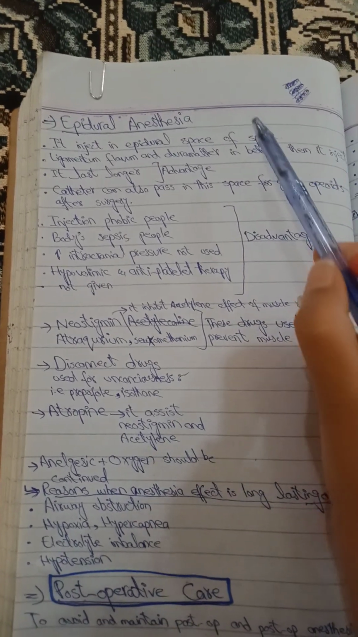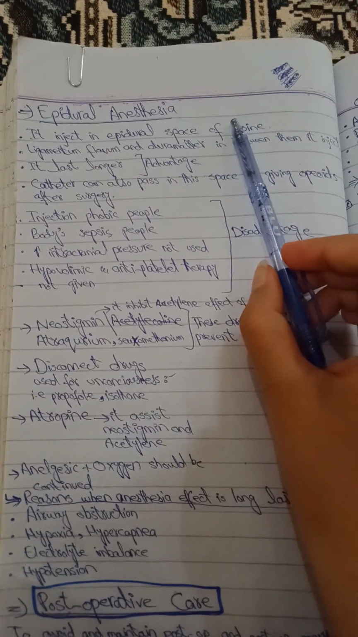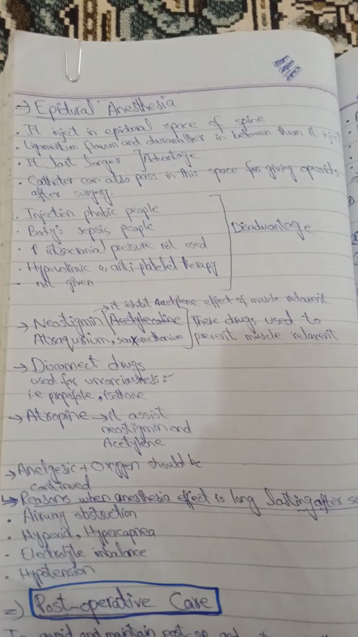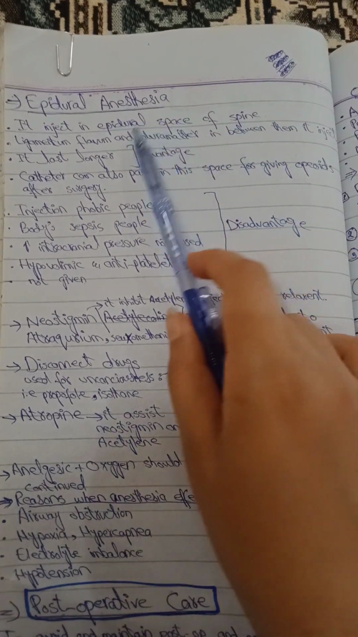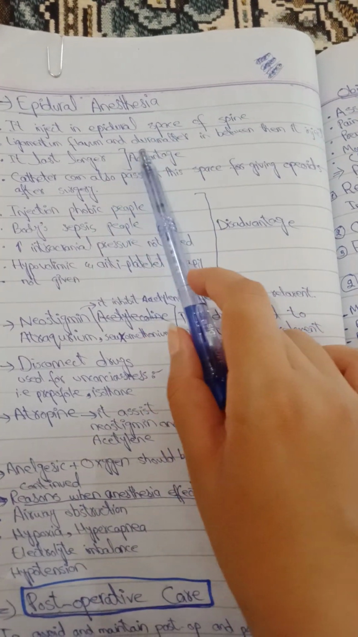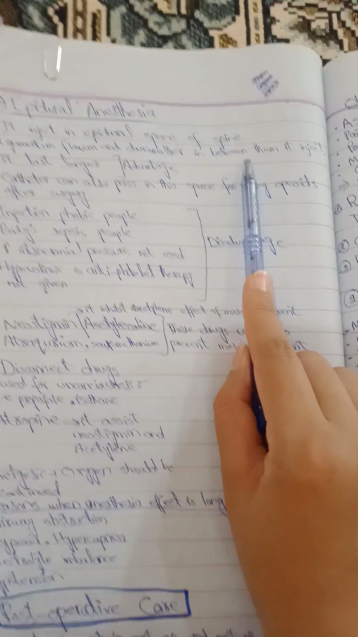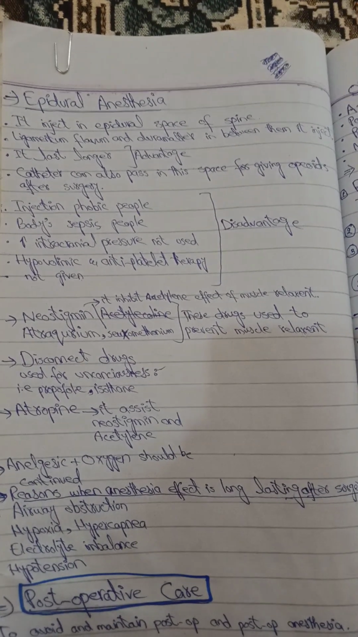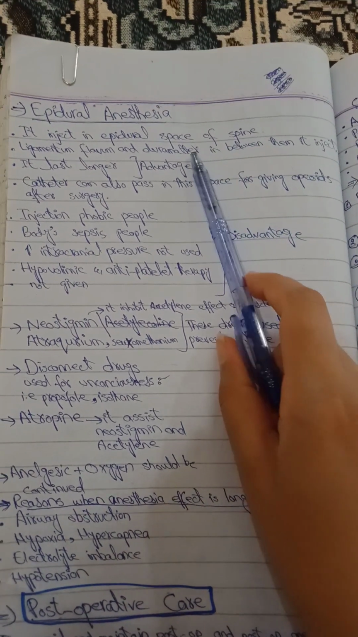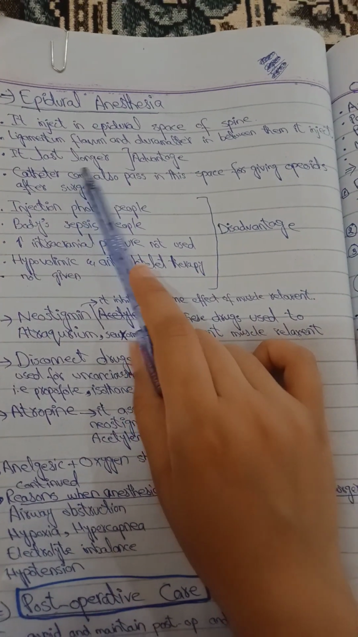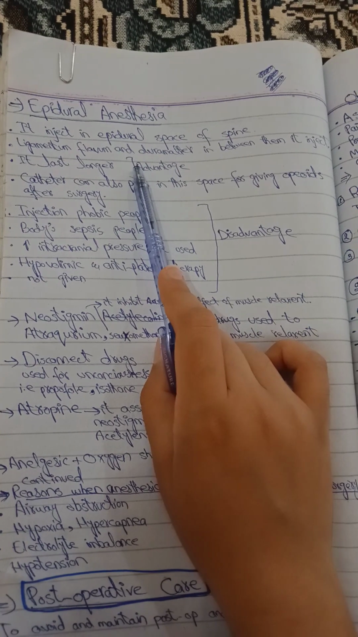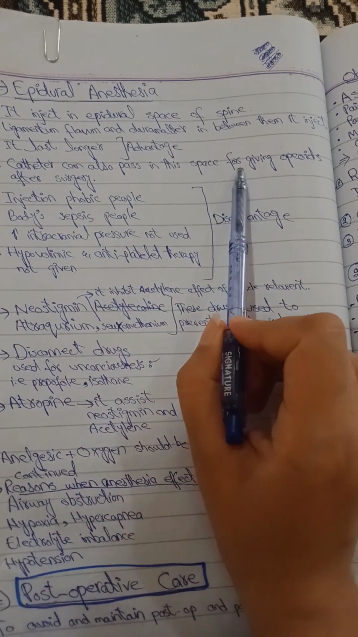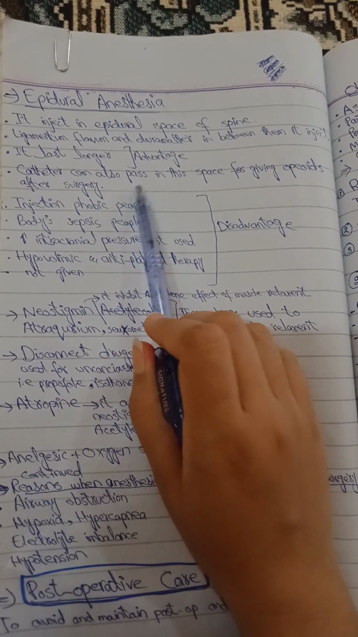Today we will discuss epidural anesthesia. Epidural anesthesia is injected in the epidural space of the spine, between the ligamentum flavum and dura mater. Means epidural anesthesia is injected between ligamentum flavum and dura mater. It lasts longer. This is a disadvantage of epidural anesthesia. A catheter can also pass in the space for giving opioids after surgery.